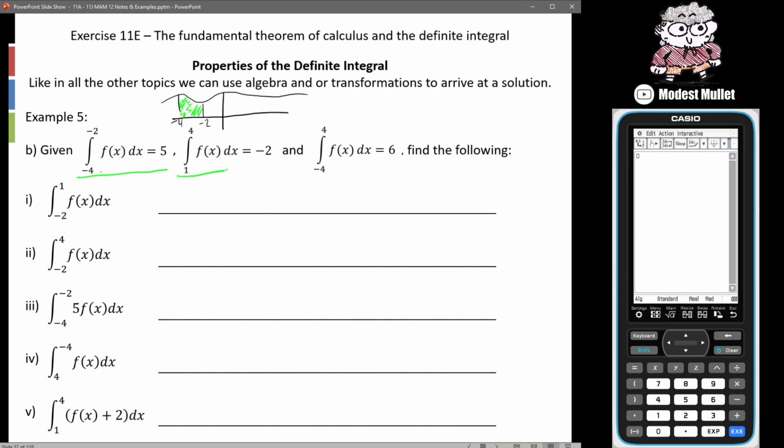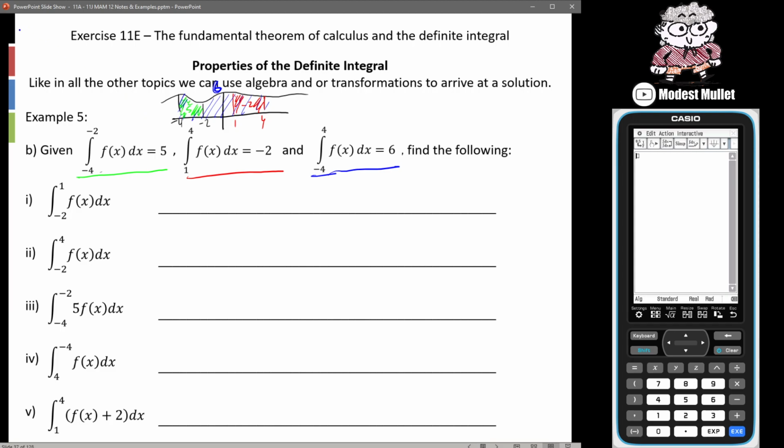We're also told from 1 to 4 is -2, so let's maybe go red for that. From 1 to 4, we're told that area there is -2. Now my picture doesn't match. To be negative, it would have to be under the axis, but this is fine, just for getting an idea. And then we're told the whole way, from -4 to 4, so let's put some blue over the top. That whole area there is 6.